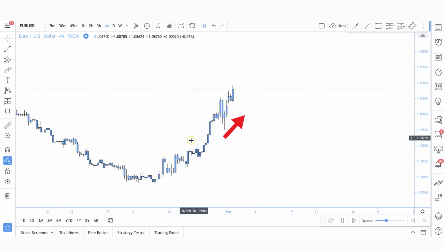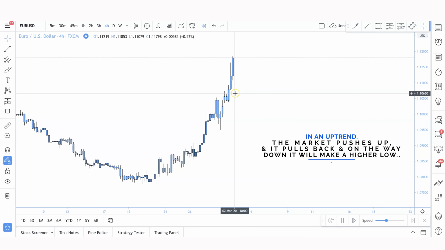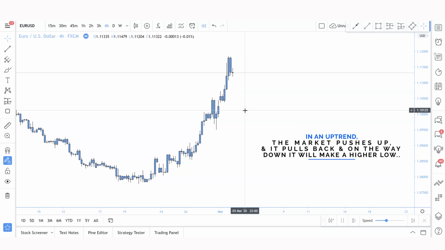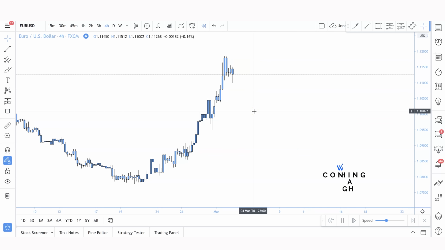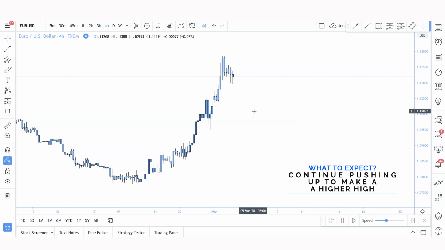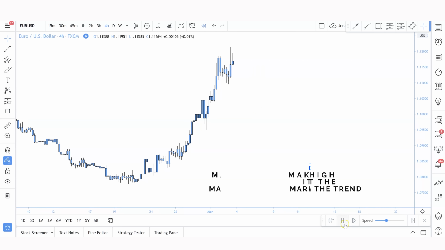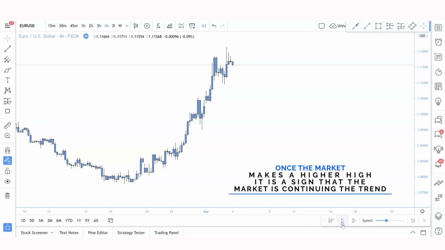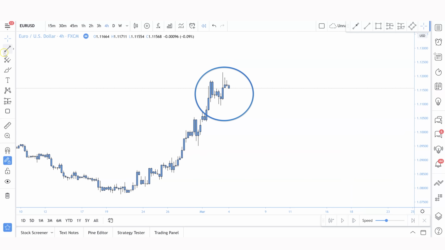Now, everybody should know in an uptrend, the market pushes up and it pulls back. And on the way down, it will make a higher low. Now, when the market makes a higher low, what we're expecting the market to do is to continue pushing up to make a higher high. Once the market makes that higher high, that is then a sign to us that the market is continuing a trend.